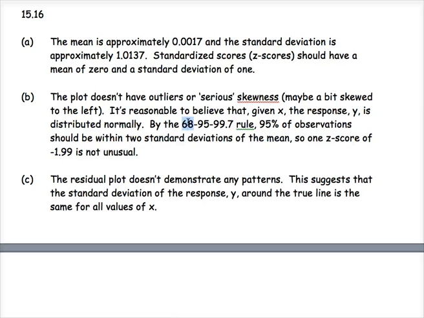Remember what this rule means. For normally distributed data, 68% will be within 1 standard deviation of the mean, 95% of observations will be within 2 standard deviations of the mean, and 99.7% will be within 3 standard deviations of the mean. Of course, that leaves just a little bit of room for outliers.